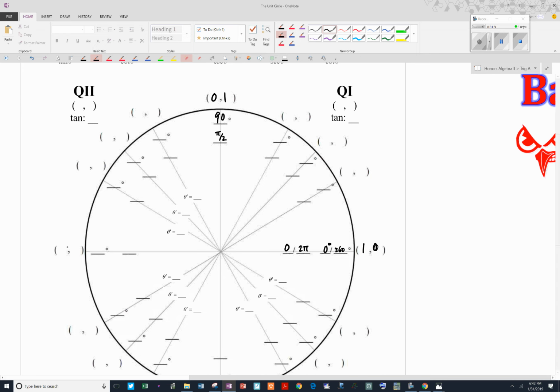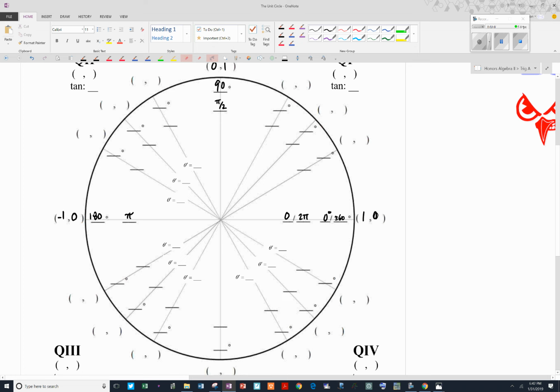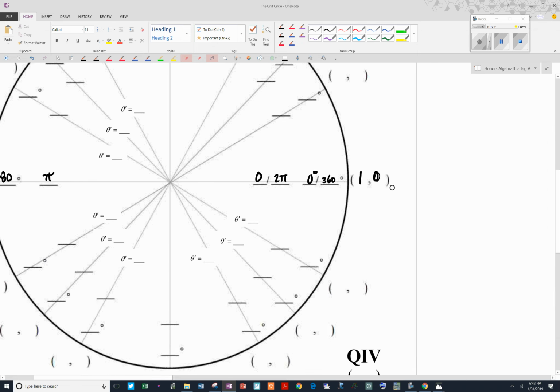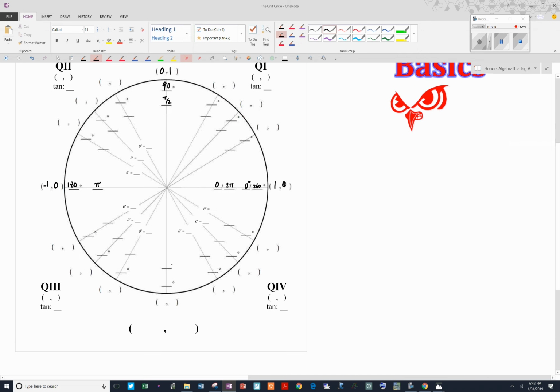So we're going to keep filling out our quadrantal angles going around the unit circle here. So we have 180 degrees, which we said was pi radians. And then last but not least, trying to zoom out a little bit here, we have 270 degrees here, or 3 pi over 2, and that would have a value of 0, -1 as the point that's on the unit circle.